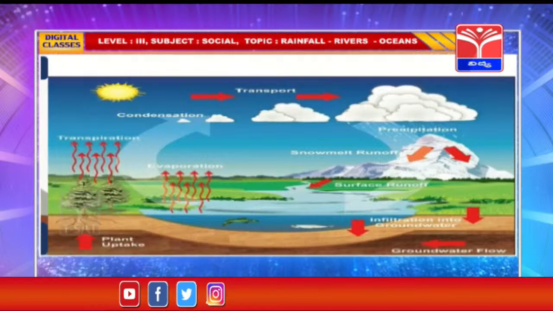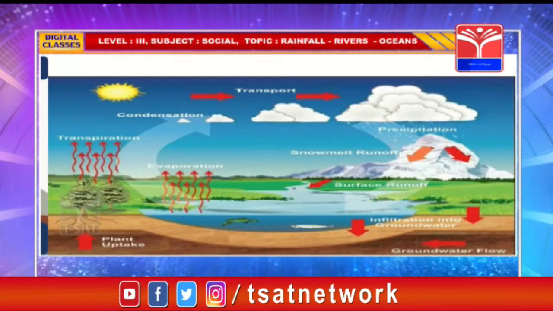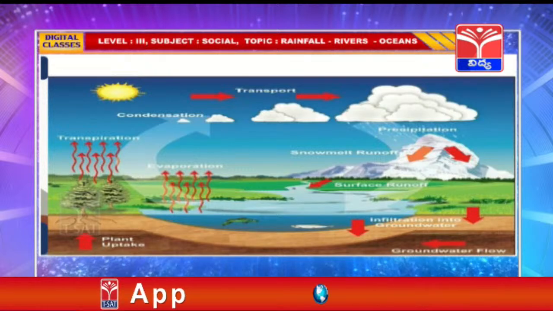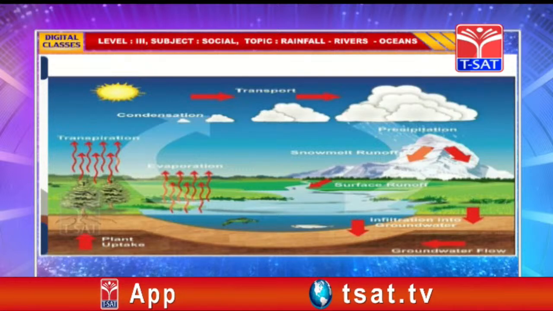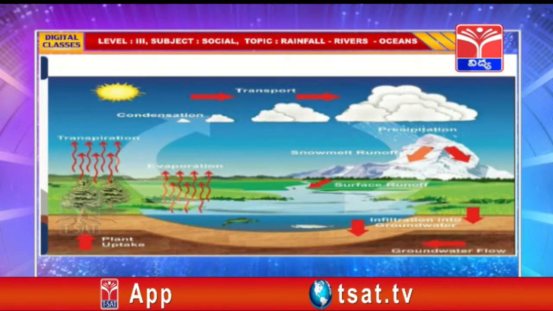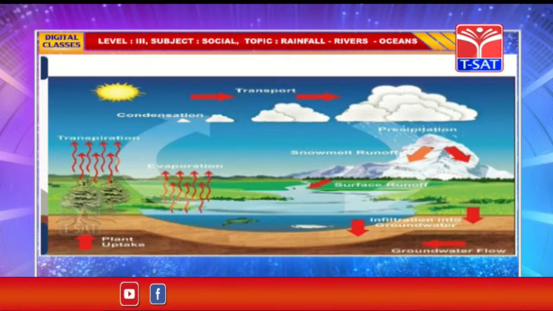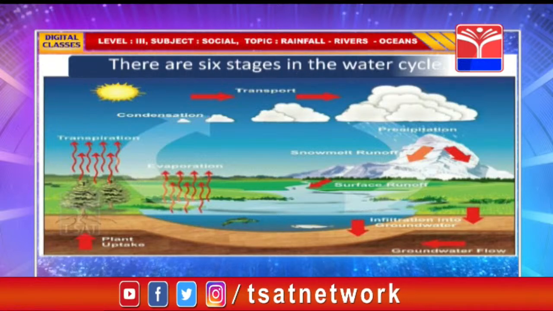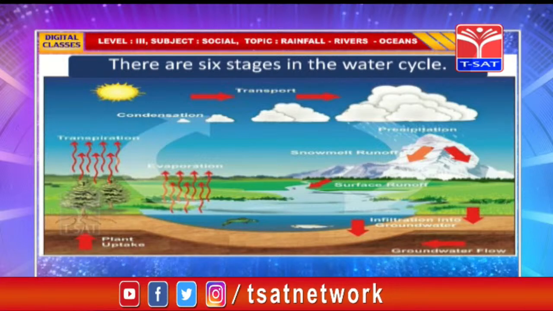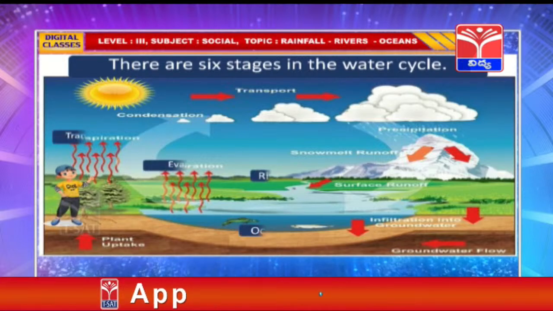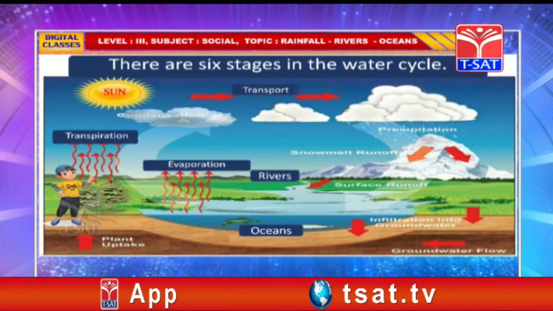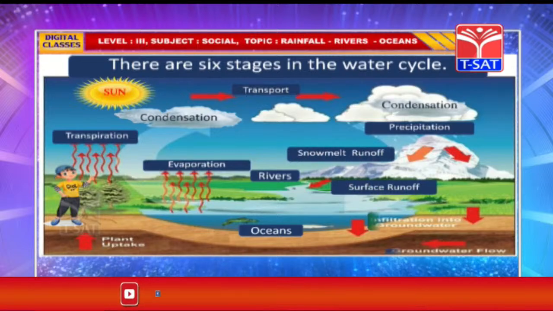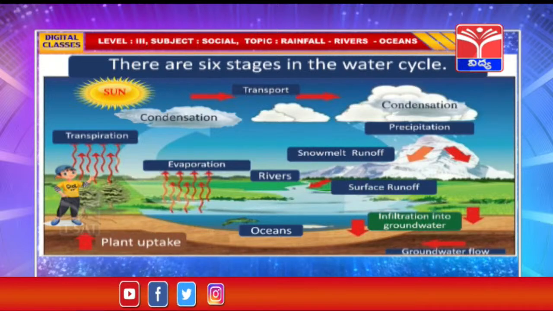Now children, let us learn about the water cycle. The process of water evaporating from the seas, forming clouds in the sky, coming down as rain, flowing down the slopes of land in the form of rivers and finally joining the sea is called the water cycle. There are 6 stages in the water cycle. They are evaporation, transportation, condensation, precipitation, runoff and the groundwater.